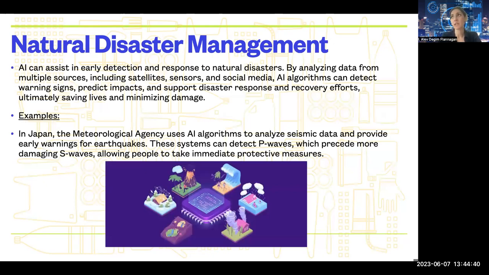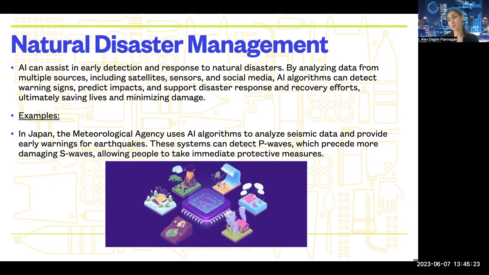As I have talked about previously, AI can help with natural disaster management. Natural disasters have devastating effects on communities and ecosystems. AI can assist in early detection and response to such events by analyzing data from multiple sources, including satellites, sensors, and even social media. AI algorithms can detect warning signs, predict impacts, and support disaster response and recovery efforts. With AI, we can save lives and minimize damage by taking timely actions and deploying resources effectively.